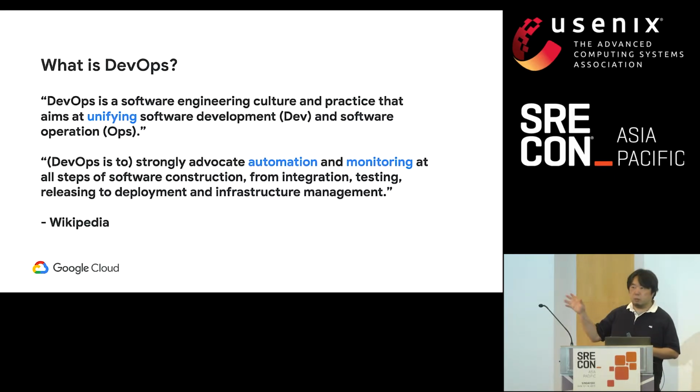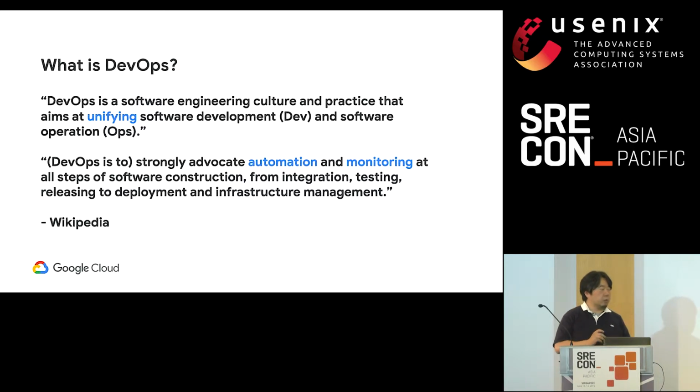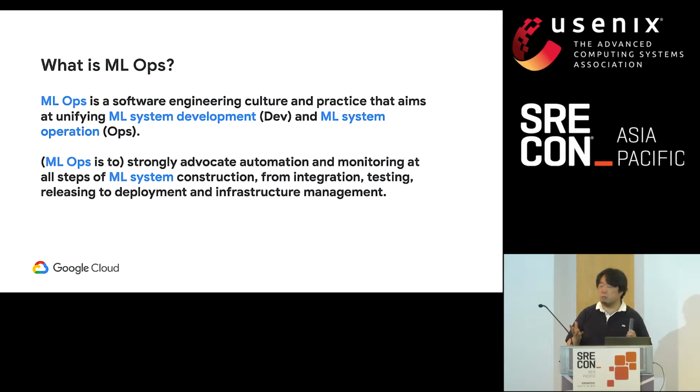What is DevOps? I have copied this text from Wikipedia. DevOps is all about unifying development and operations, Dev and Ops, by strongly advocating automation and monitoring of the whole system. And we can use the same concept for operating machine learning-based systems. So that is the meaning of ML Ops, DevOps for ML. It's all about unifying machine learning systems development and operation by automation and monitoring of the whole system.